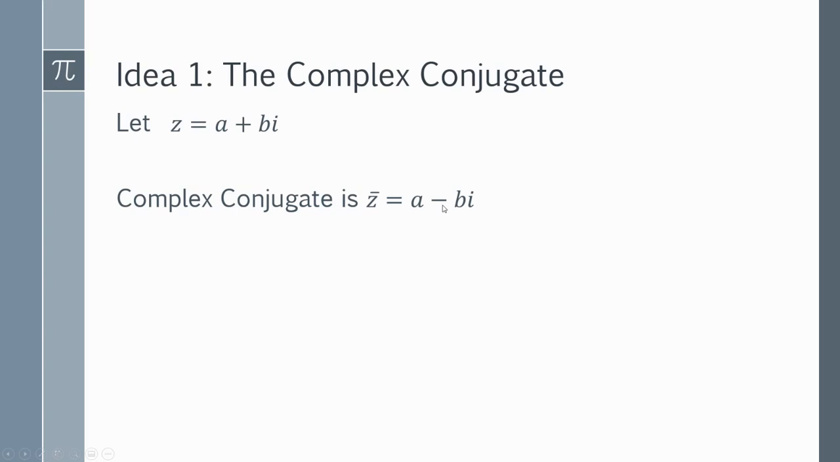And likewise, if you had a complex number that was a minus bi, you can get the complex conjugate by switching the minus to a plus. So simply change the sign in front of the coefficient of i, and you get the complex conjugate.